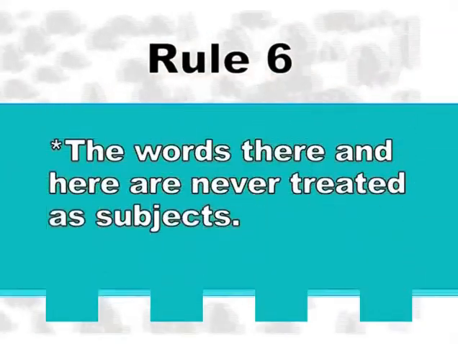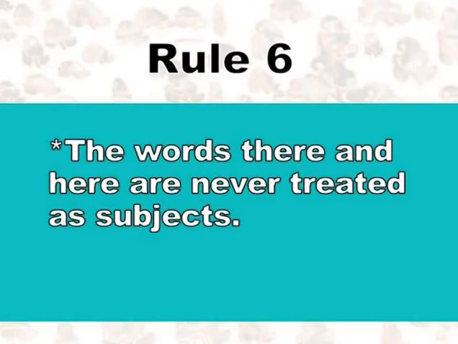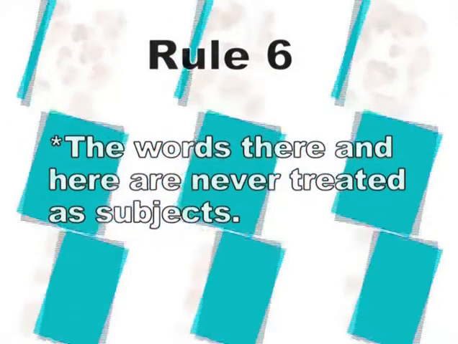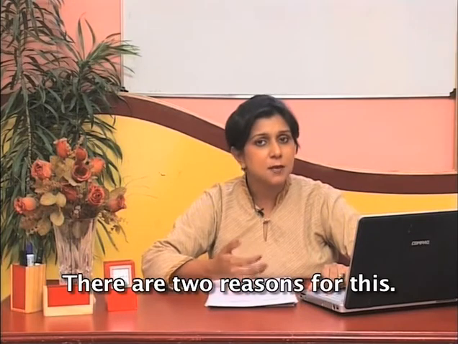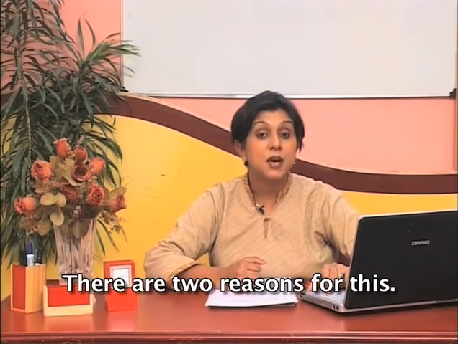Now, sometimes the words "there" and "here" are given in sentences, but never get confused with them. They are never to be the subjects. For example, there are two reasons for this. What is the subject here? The subject here is reasons and not the word "there". And since reasons is plural, therefore we'll use "are".